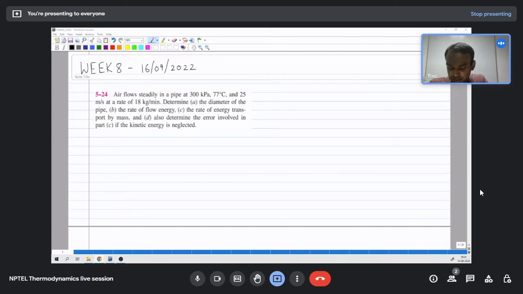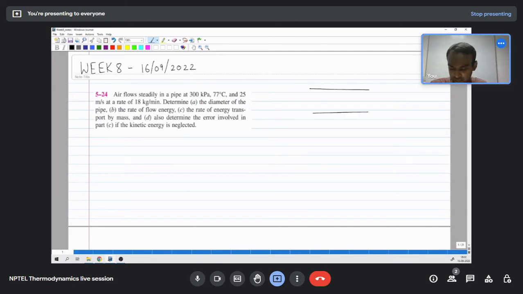Air flows steadily in a pipe at 300 kilopascal, 77 degrees Celsius and 25 meter per second at a rate of 18 kilogram per minute. Determine the diameter of the pipe, rate of flow energy, rate of energy transport by mass. Also determine the error involved in part C if kinetic energy is neglected. So I am drawing the system.